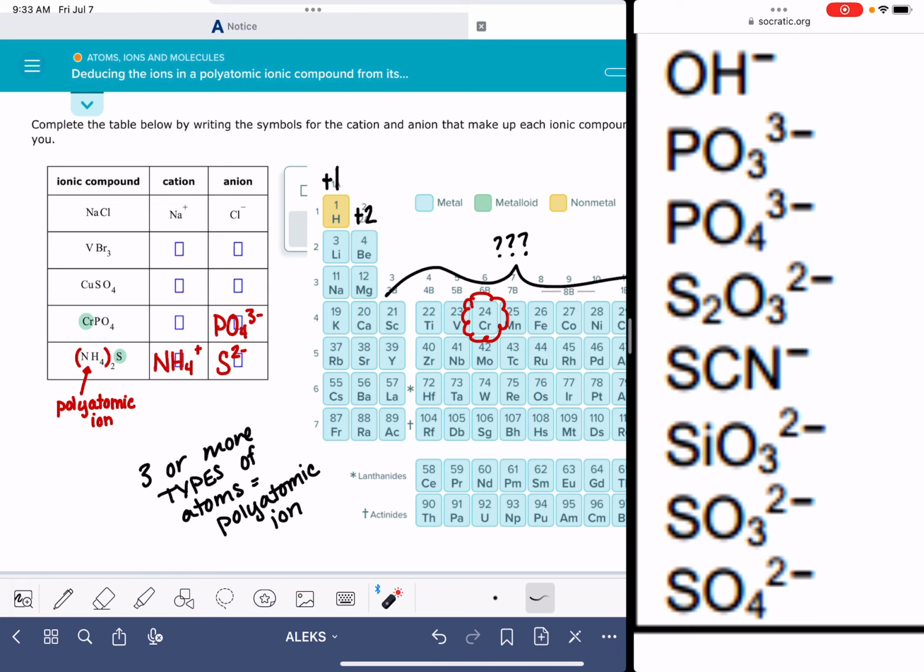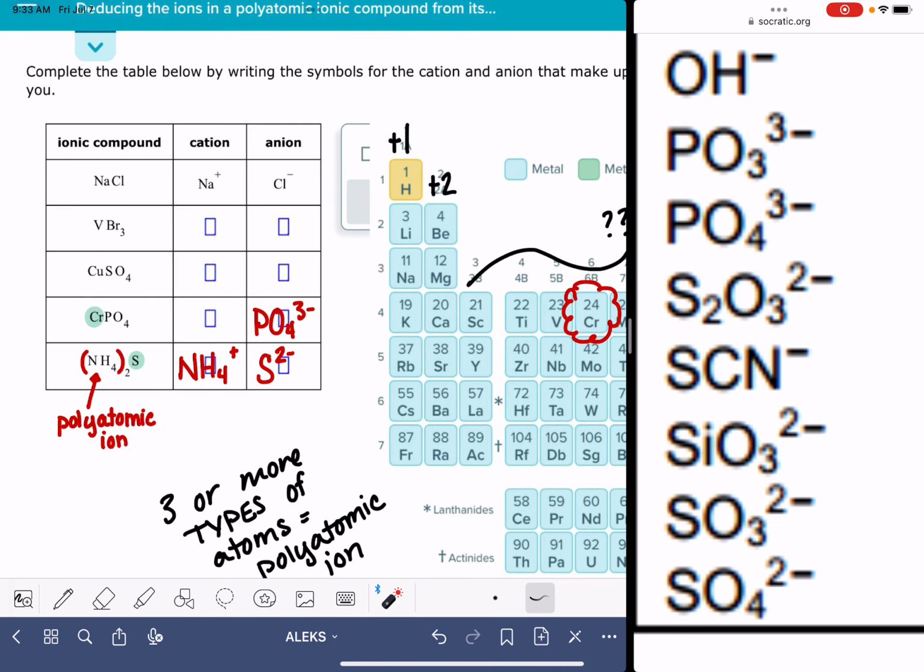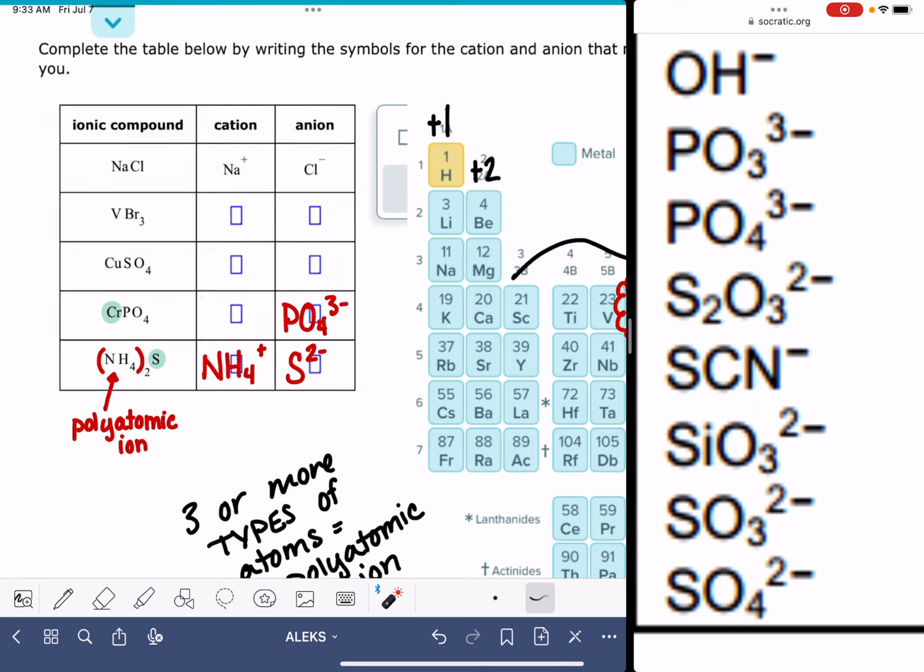Don't be tempted to try to look it up on the internet, because remember, I told you these metals form multiple different ions. So this could be a +6 ion. This could be a +3 ion. There's a lot of options. We have to figure out which one it is in this particular compound.